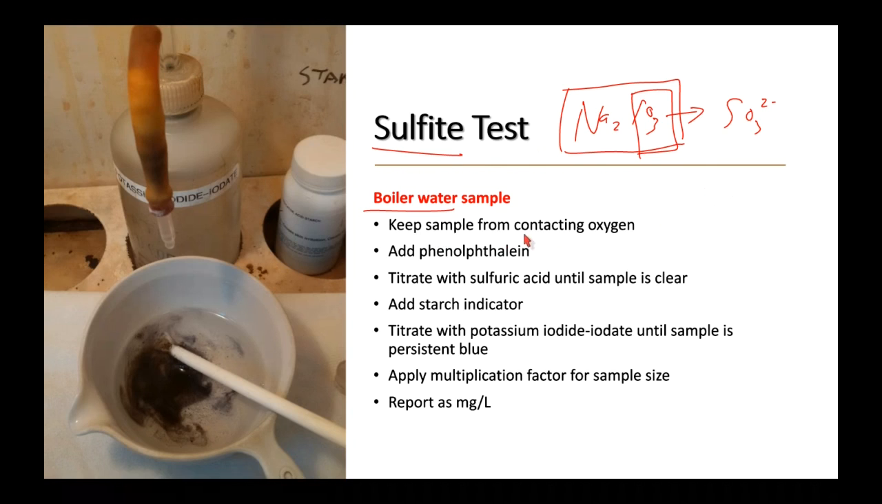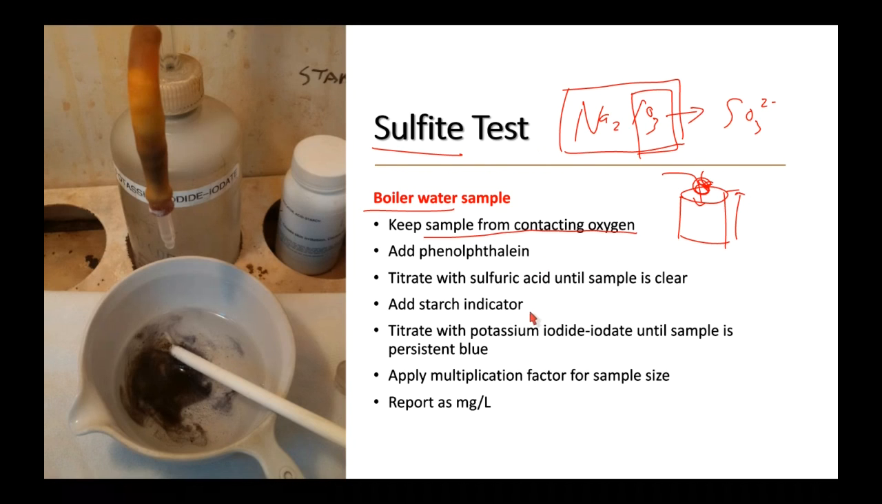So we're going to take a boiler water sample. Very important that we keep this sample from contacting oxygen. So if I have a sample bottle that's that big, I'm going to fill it right to the brim till it's overflowing, and then I'm going to cap it up tight so that oxygen can't get in. If oxygen gets in, it's going to screw up our test result.